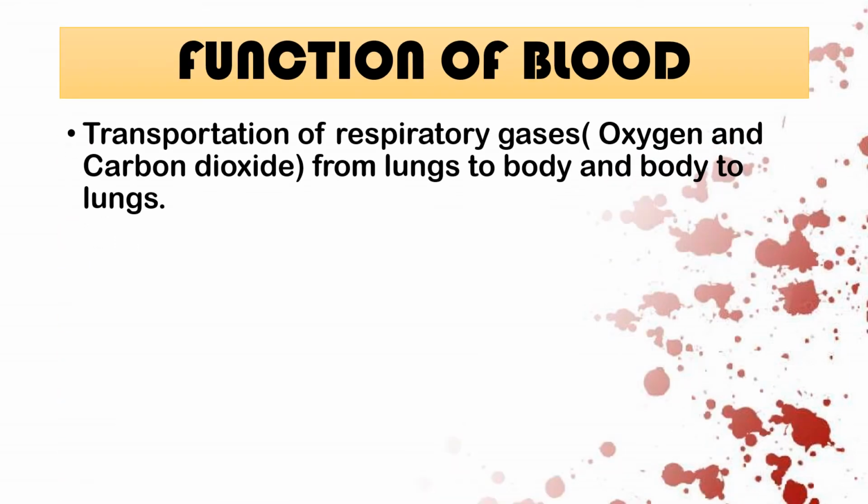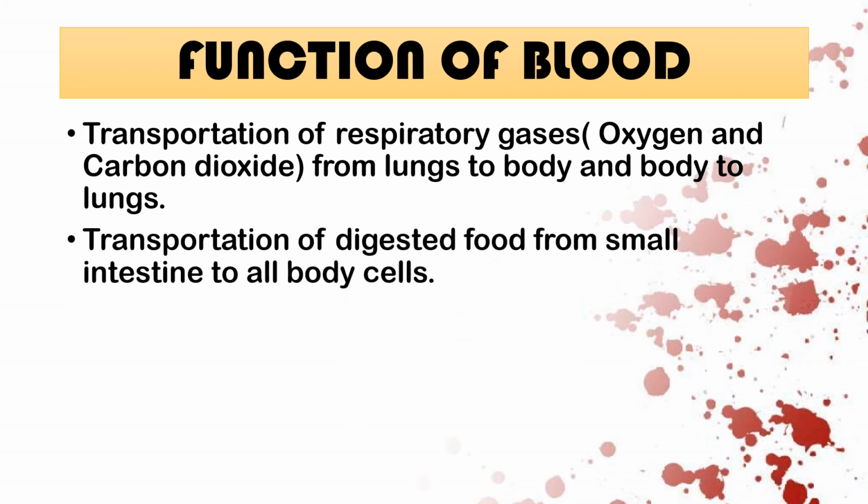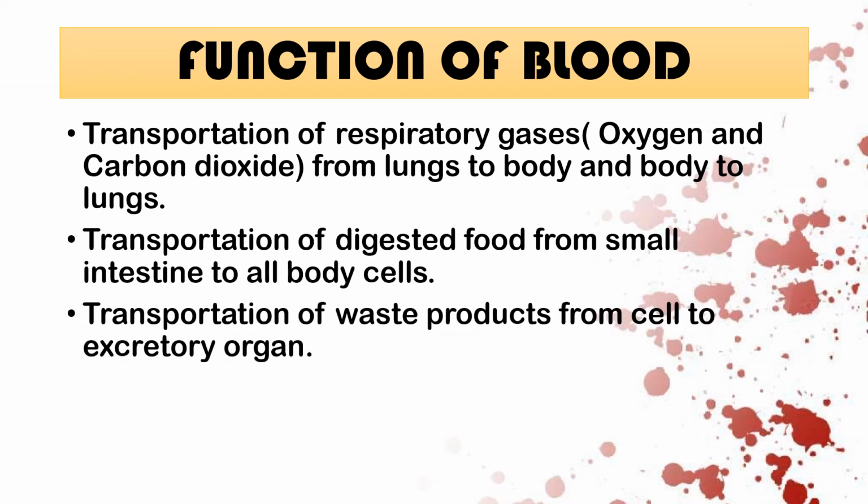Blood performs different functions. So what are the functions of blood? The first function is transportation of respiratory gases, that is oxygen and carbon dioxide. These are transported from lungs to body and body to lungs with the help of blood. Then transportation of digested food. It is also carried by the blood from the small intestine to all the body cells. Transportation of waste products from cells to excretory organs is also done by the blood.